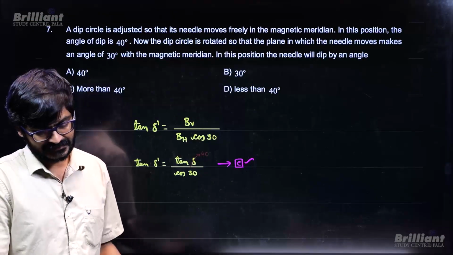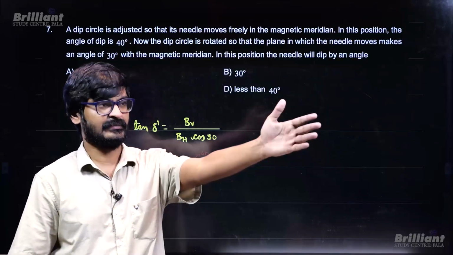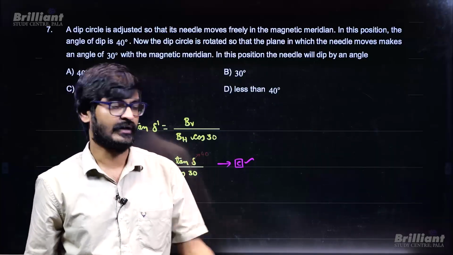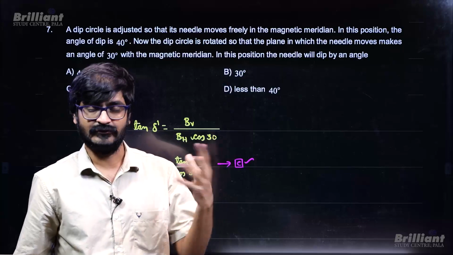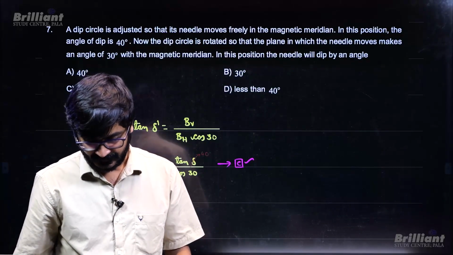A dip circle is adjusted so that its needle moves freely in the magnetic meridian. So initially it is placed in the magnetic meridian. In this position, the angle of dip is 40 degrees, so the actual dip is 40 degrees. That is BV by BH. Tan 40 is BV by BH. That's what they are saying.